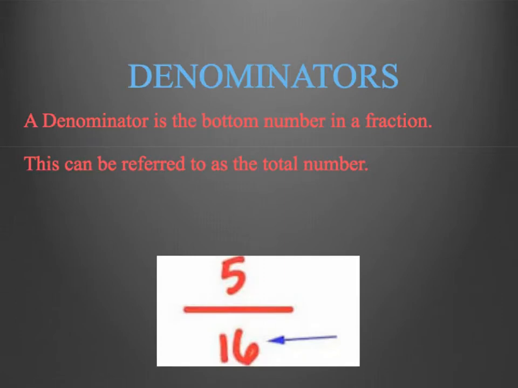Alright, so like what we talked about before, a denominator is the bottom number in the fraction. This can be referred to as the total number of parts that you have in a whole. So take this fraction right here, 5/16. Well, if our denominator is 16, we have to think about how many parts are in our whole. The denominator is 16, so that means there are 16 parts in our whole. The numerator is 5, which tells us that we have 5 out of those whole 16 parts.